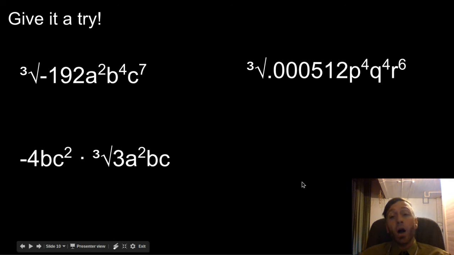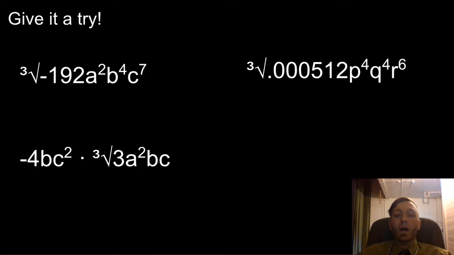Right, cube root of 0.0000512 p to the 4th, q to the 4th, r to the 6th. Okay, we didn't go over decimals in this video, but doing decimals for cube roots is just the same thing you do for doing decimals for a square root. See if you can find your answer.